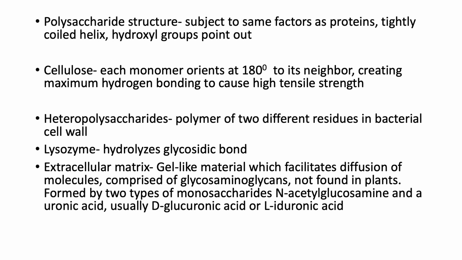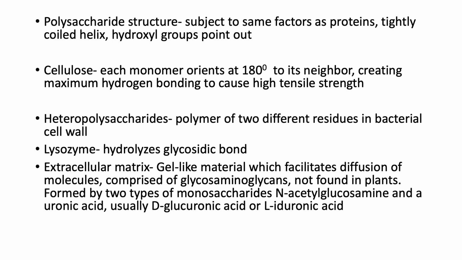Heteropolysaccharides can be a polymer of two different residues in the bacterial cell wall. Lysozymes hydrolyze a glycosidic bond, and you also have carbohydrates comprising the extracellular matrix, which is a gel-like material. It facilitates the fusion of molecules. It's comprised of glycosaminoglycans, which are not found in plants. It's formed by two types of monosaccharides.